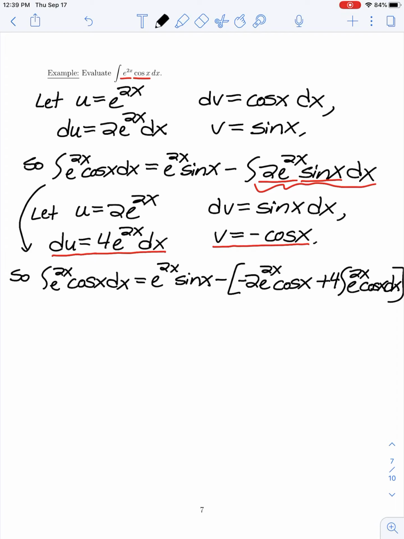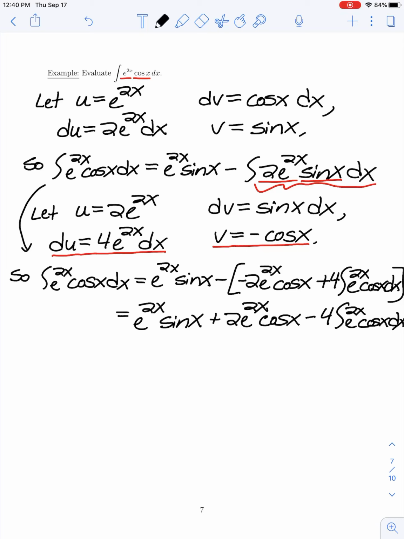Or simplifying a little bit, if I distribute that negative through my set of square brackets, I have plus 2e to the 2x cosine x, and then minus 4 times the integral of e to the 2x cosine x dx.